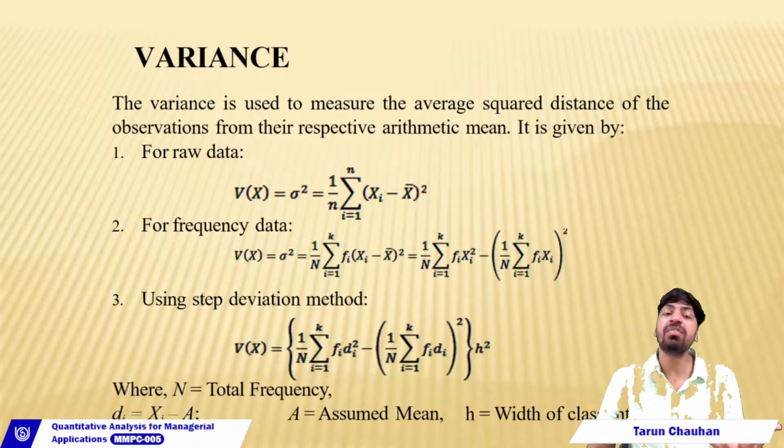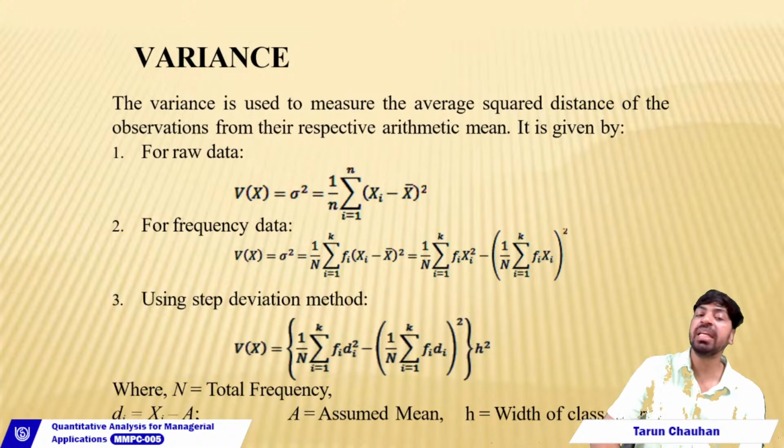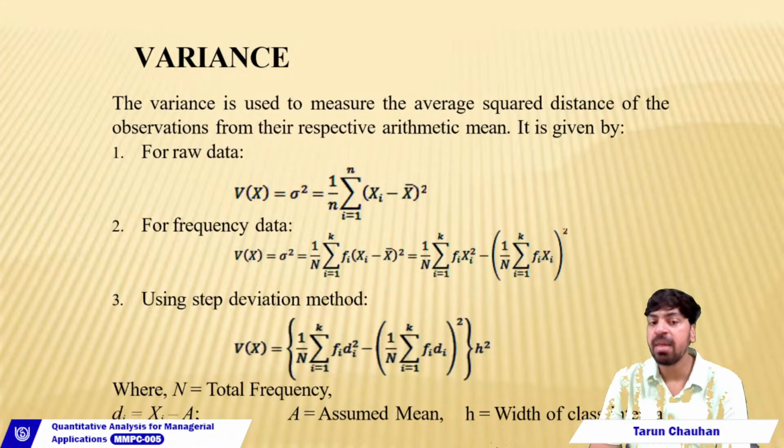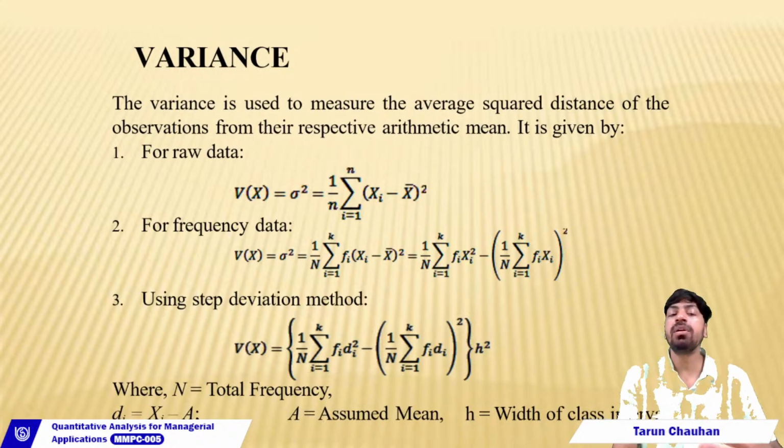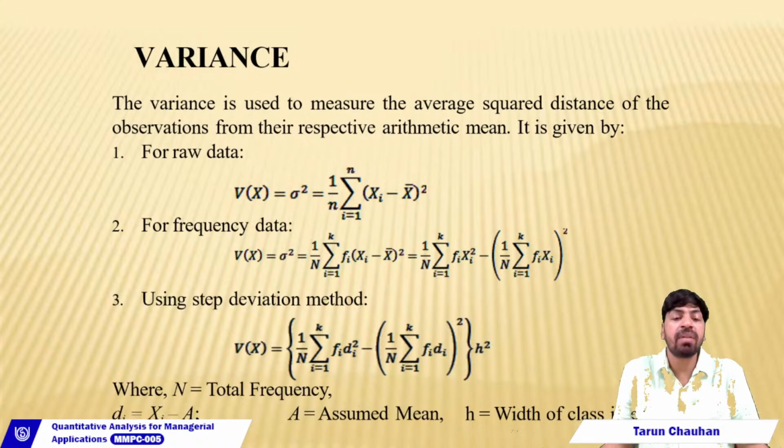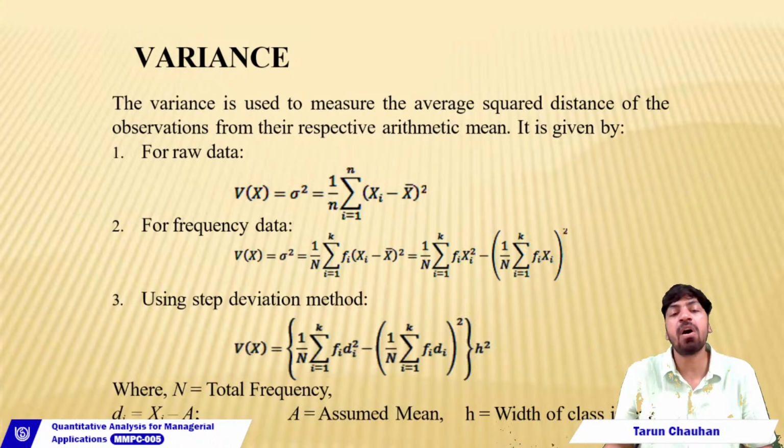So that is the difference between the formula for frequency data and for step deviation data. When we talk about frequency data, we talk about discrete and continuous data. Under the discrete and continuous data, there is a method to calculate the variance, and the method is the step deviation method. The formula is almost the same. The one difference is h square, the common difference between all the class intervals squared. Where n is the total frequency, what is d here?